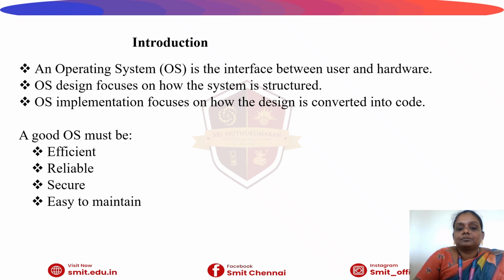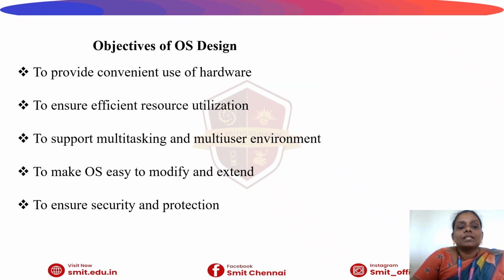And then objective of operating system. The main objective of operating system is to manage computer resources efficiently and provide a convenient environment for users to run programs. It provides convenient use of hardware. It ensures efficient resource utilization. Also, it supports multitasking and multi-user environment. Also, it makes the OS easy to modify and extend, and ensures security and protection.